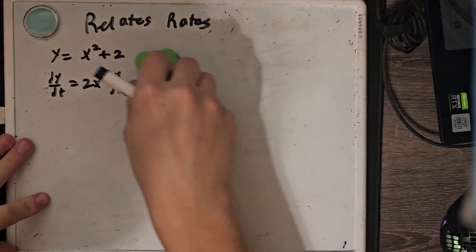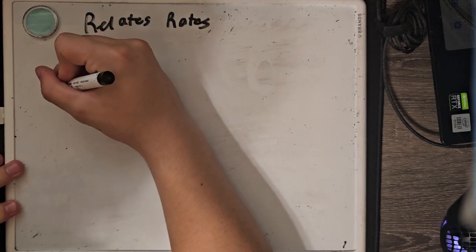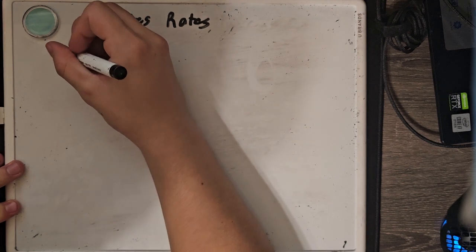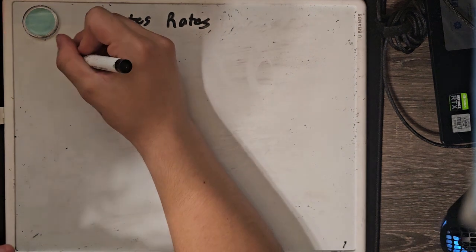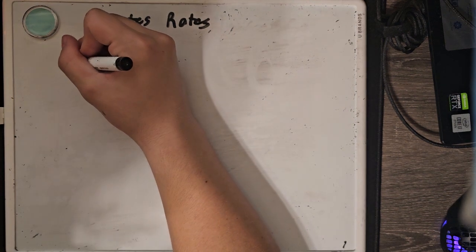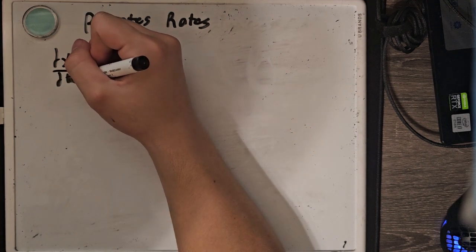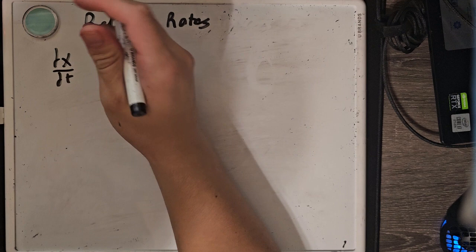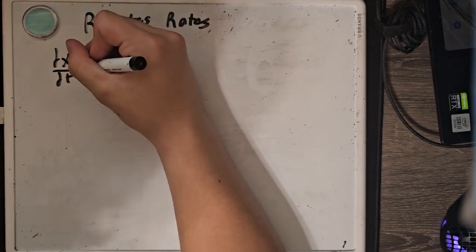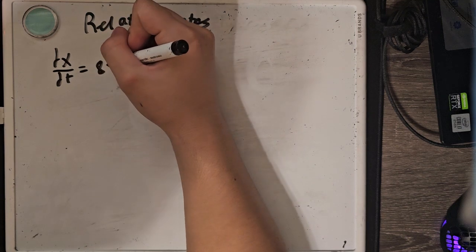And a lot of times it is used with geometry. So let's say a cube, all edges are expanding at 8 centimeters per second. So dx/dt, let x be the length of one side, is 8 centimeters per second.